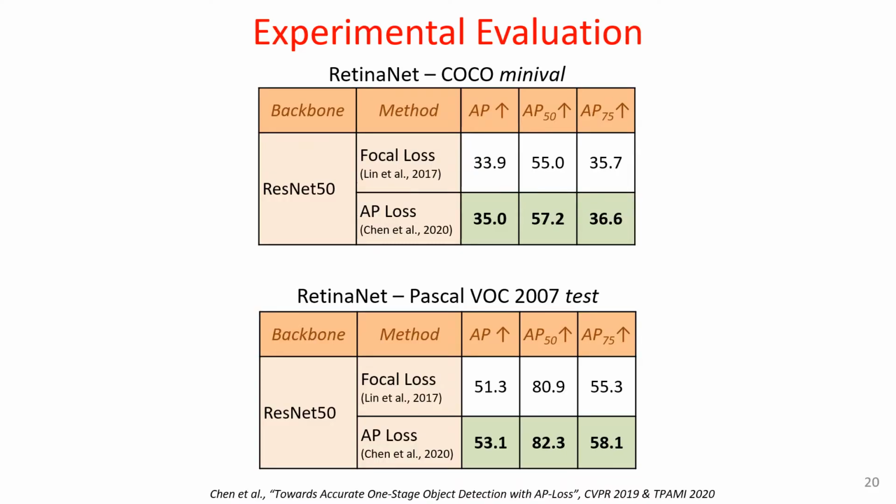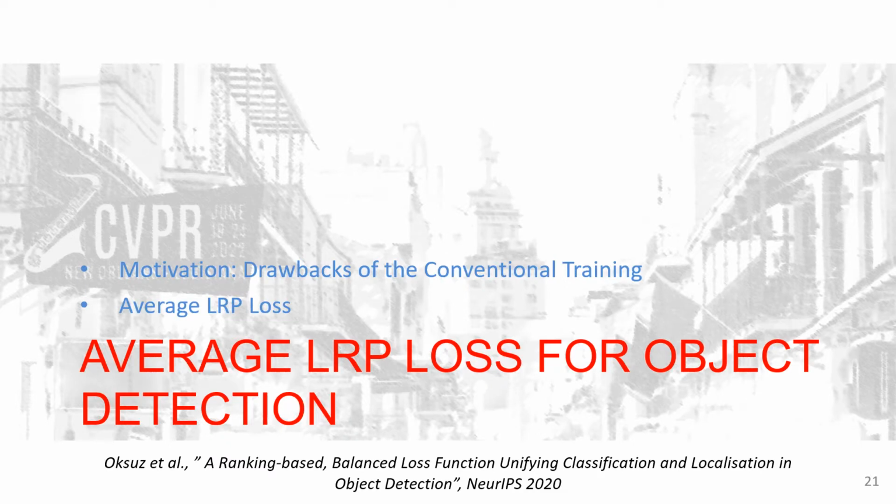The experiments suggest that AP loss performs better than focal loss in object detection tasks on COCO and Pascal datasets. Note that, similar to focal loss, AP loss is robust to class imbalance and hence does not require any sampling heuristics to alleviate the positive-negative imbalance inherent to object detection. Next, I will continue with average localization-recall-precision loss, average LRP loss in short.